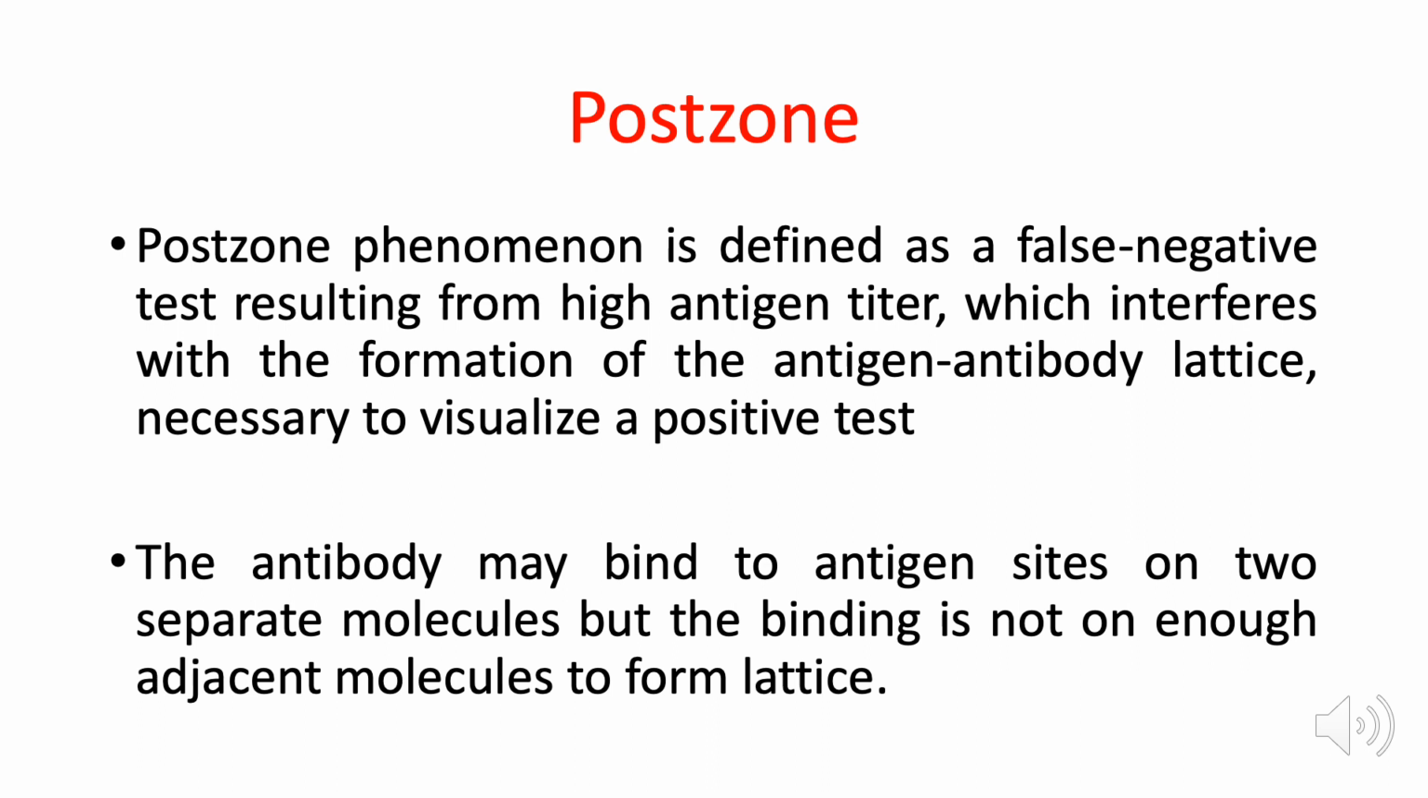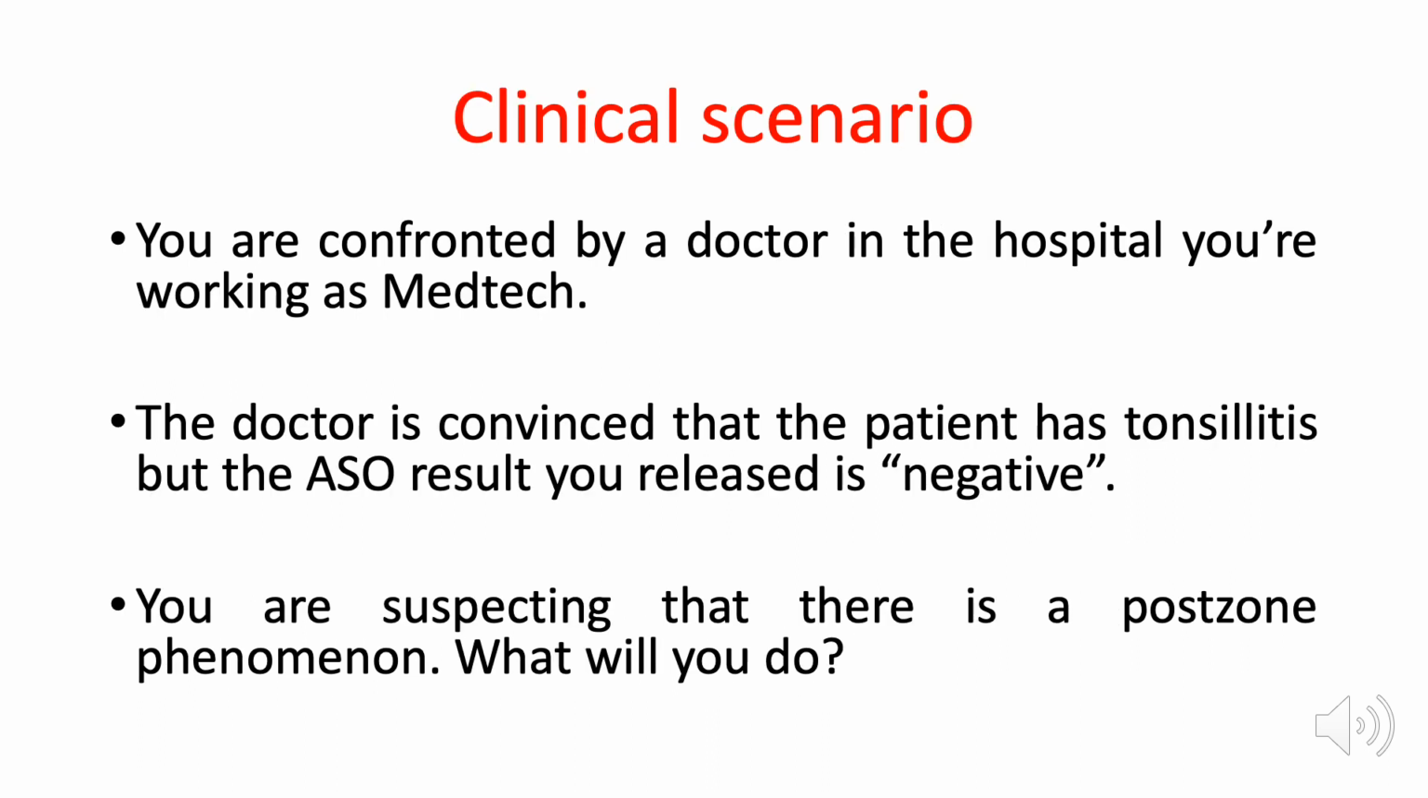So let's say you are again confronted by a doctor because of the negative result on ASO that you released to the patient. The doctor is convinced that the patient is a case of streptococcal pharyngitis. If you are suspecting that the result that you released is a false negative result due to postzone phenomenon, what do you think you should do? So, can you please stop the video temporarily, and I want you to think of a way on how to address a postzone phenomenon. Remember, in this phenomenon, there is excess antigen titer.